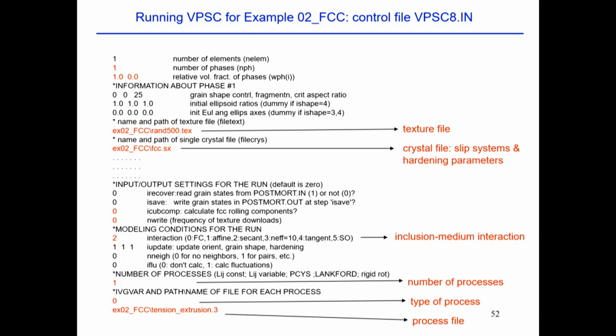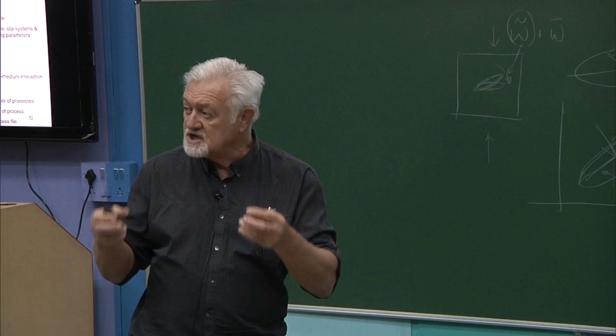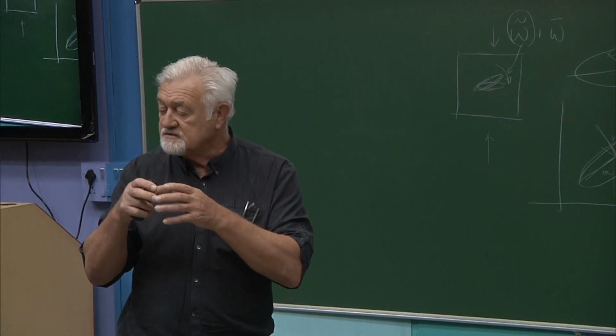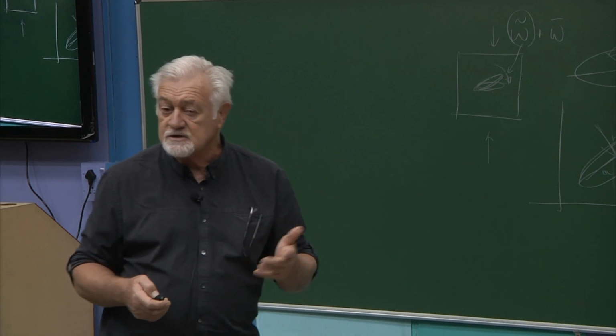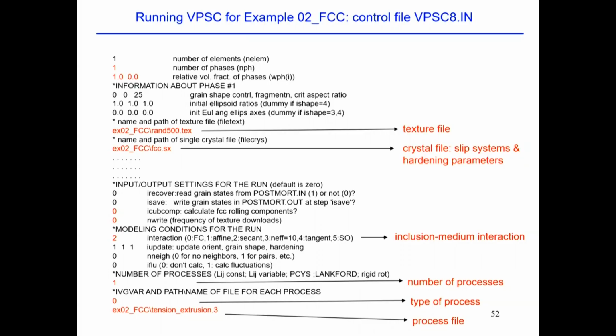You can update orientation, grain shape, and hardening. In this case you are going to update orientation, grain shape, and hardening. But I'm going to propose that you play with this parameter. What happens if I don't reorient my grains? I only harden my grains and don't reorient them, or the other way around. If I don't harden my grains but I reorient them, how does the thing change? What happens if I don't change the shape of my grain? I leave it spherical throughout the deformation, things like that. You can play with those parameters.